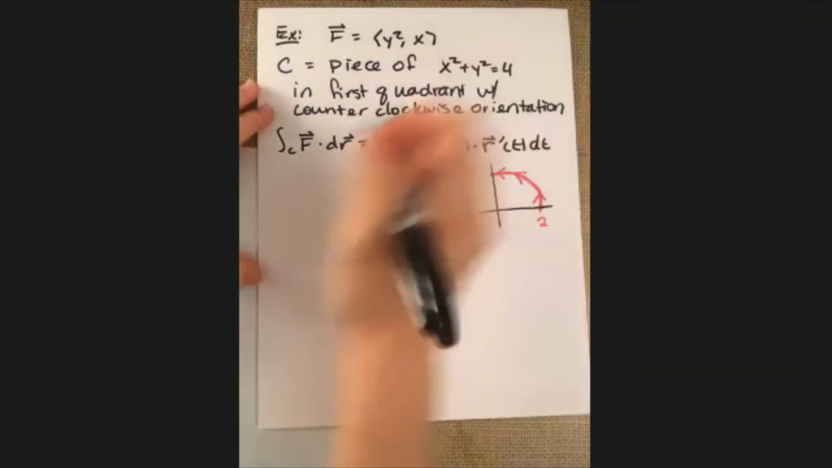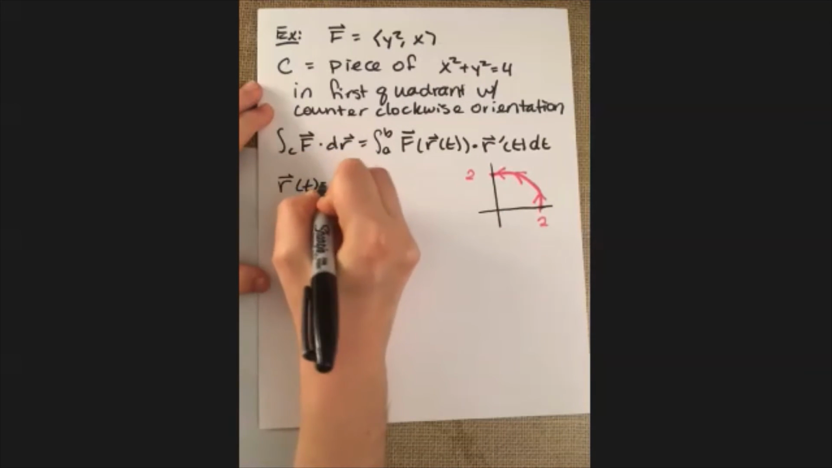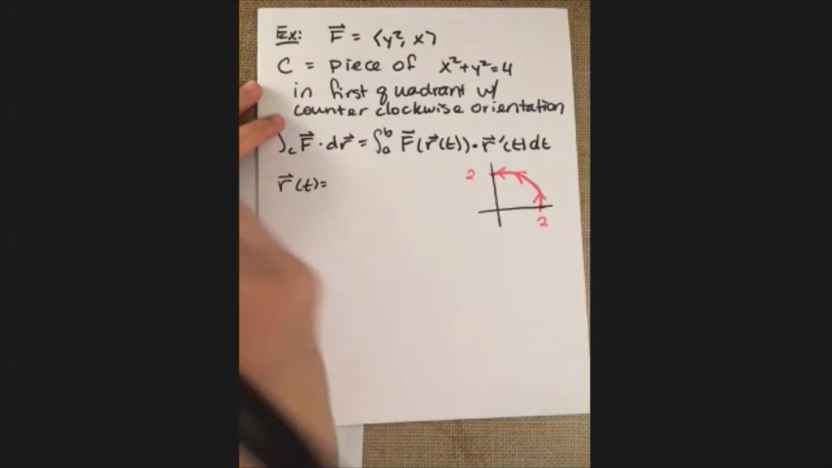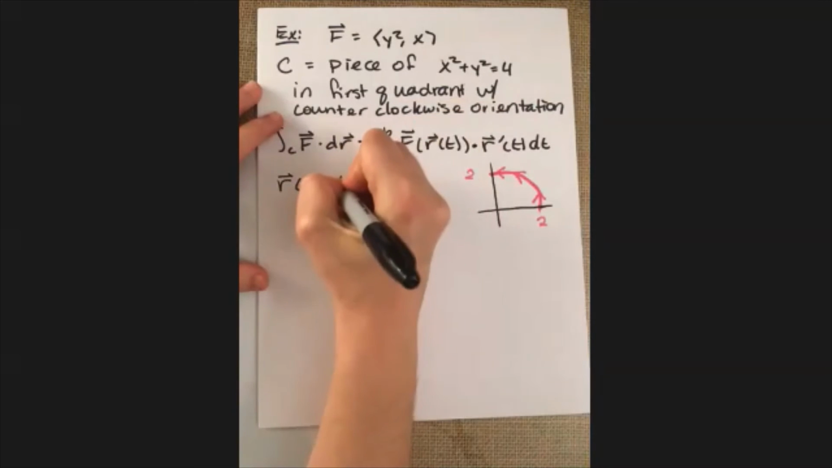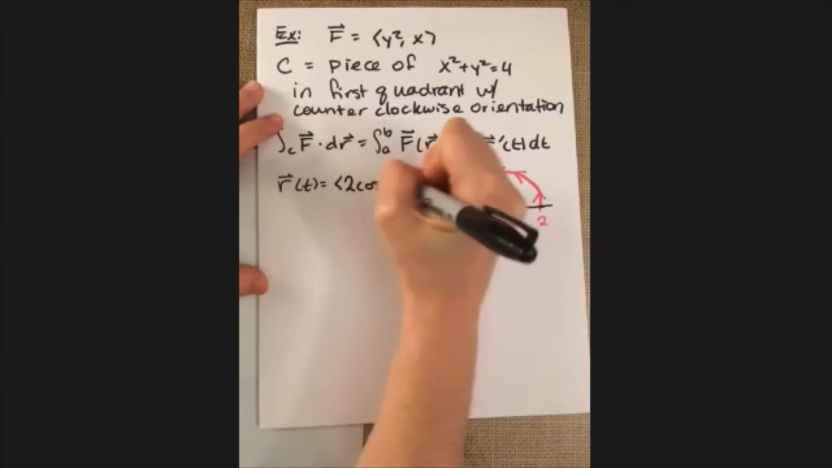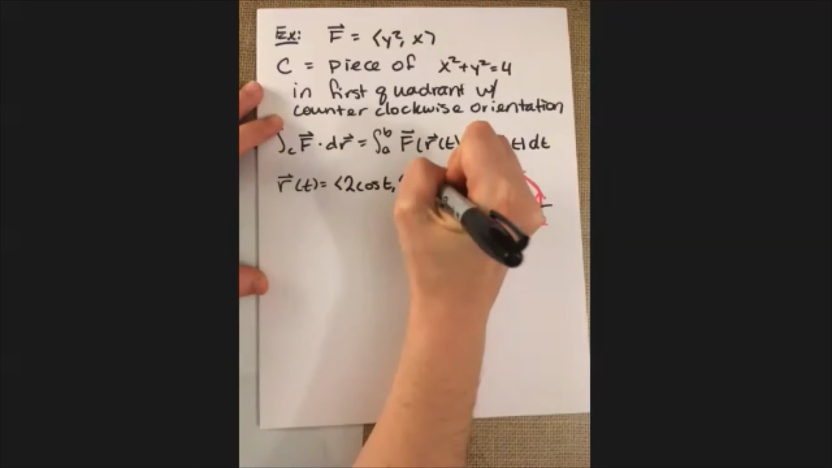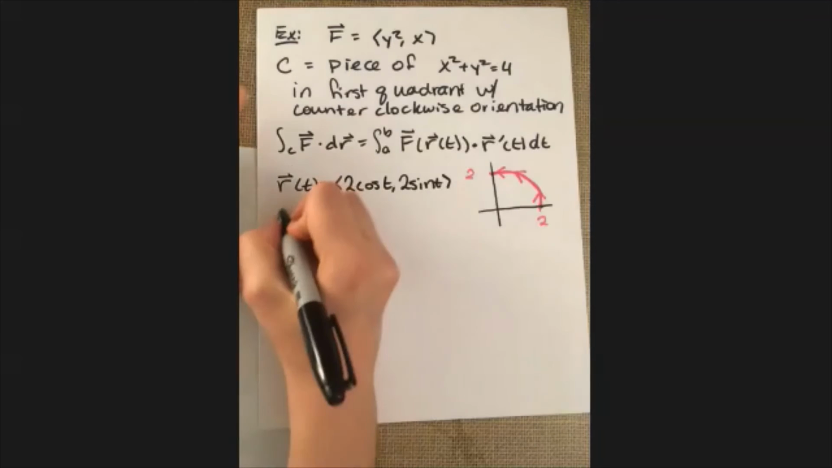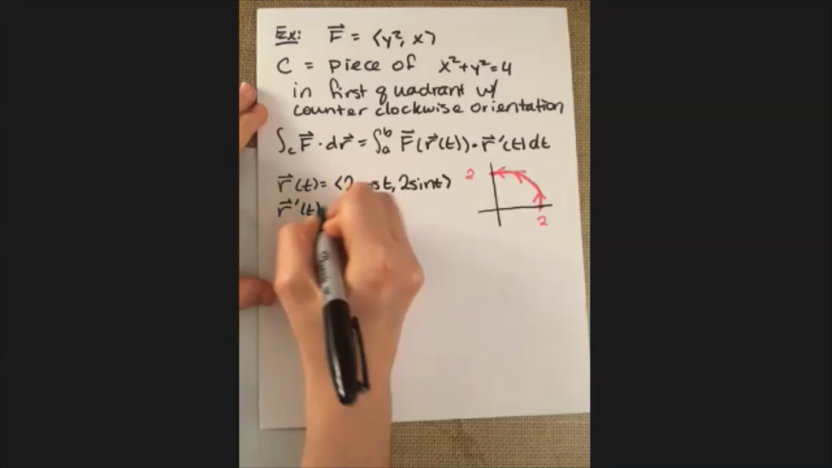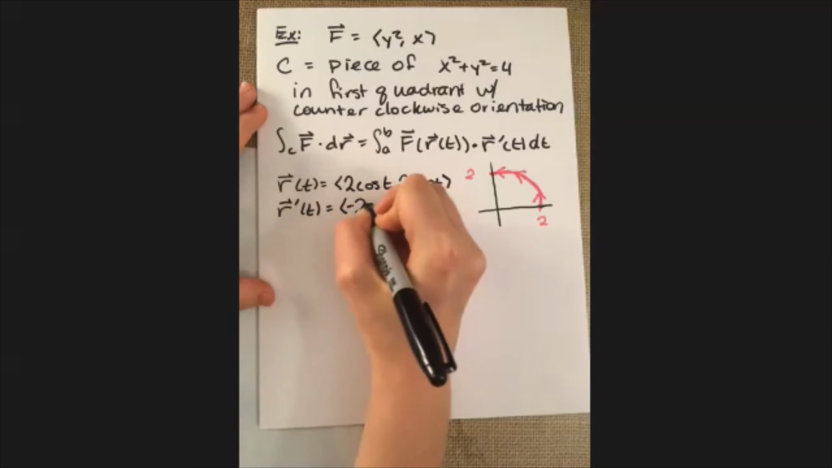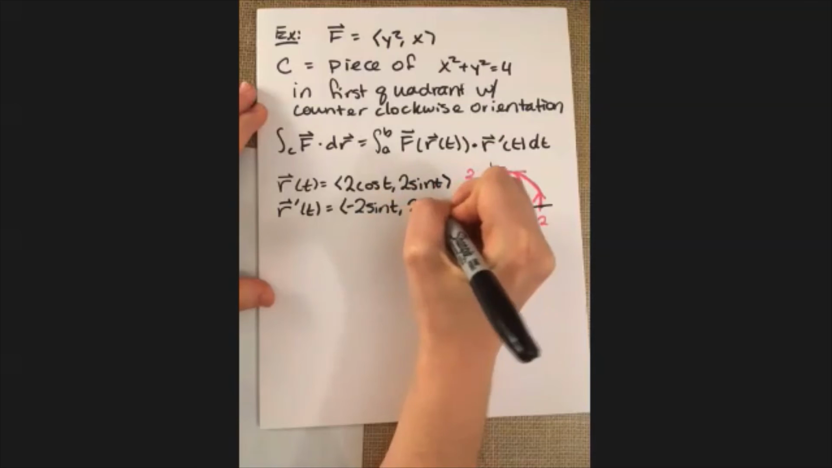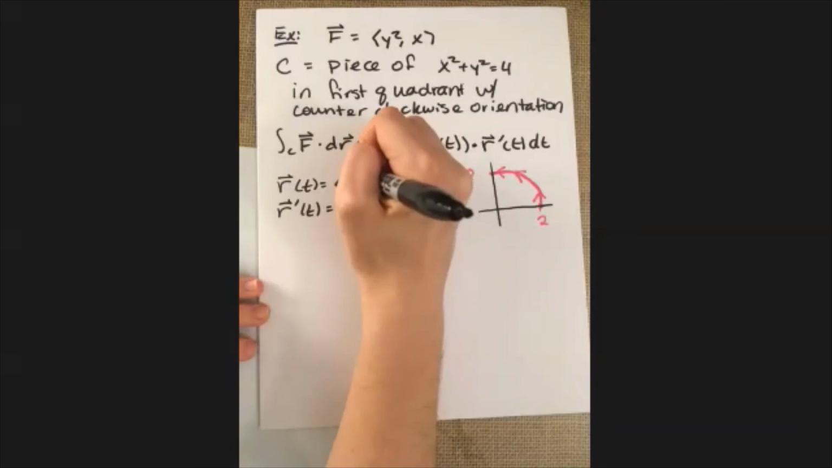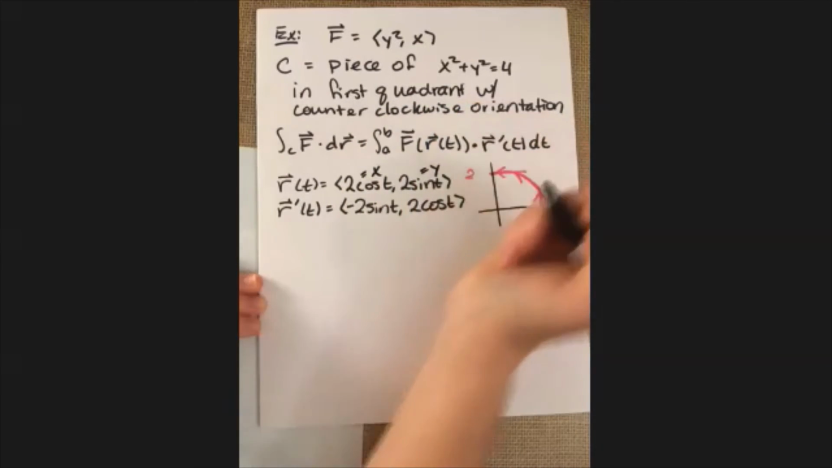Well, the parameterization for a circle with radius 2 is r of t equal to, and this is the other thing, since it's a counterclockwise orientation, we want to use x going to cosine and y going to sine, as we typically would. So 2 cosine of t and then 2 sine of t. And then our derivative has to be equal to negative 2 sine of t and then 2 cosine of t. Okay. So this piece is equal to x. This piece is equal to y.